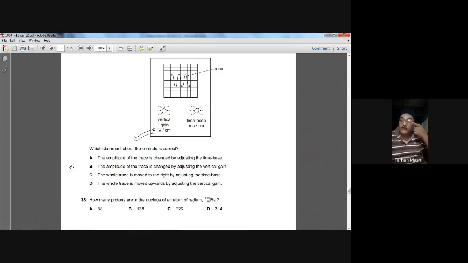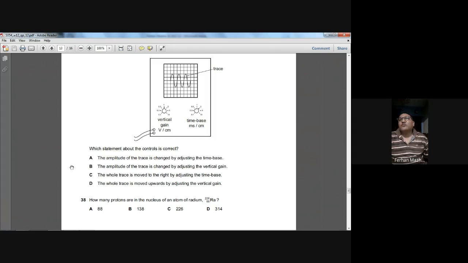The amplitude of the trace is changed by adjusting the time base. That's wrong. Time base has nothing to do with the amplitude of the wave. The amplitude of the trace is changed by adjusting the vertical gain. Yes. If you change the vertical gain, the amplitude shown on the CRO screen will change. So B is the choice.